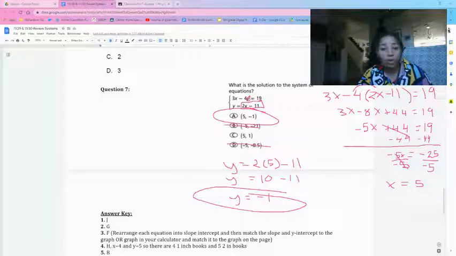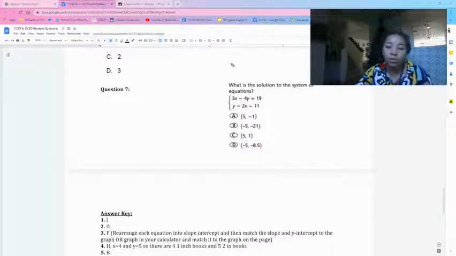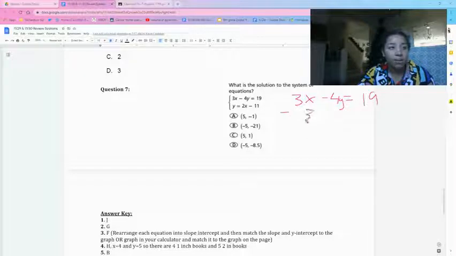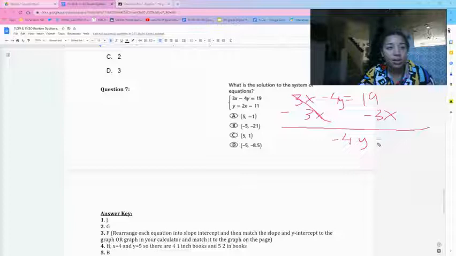You can also graph it. So that's what I'm going to do. I'm also going to graph it. So here we can have 3x minus 4y, that's y, equals 19. I'm going to subtract 3x from both sides. And then we're going to have -4y equals 19 minus 3x. I'm going to divide each term by -4.